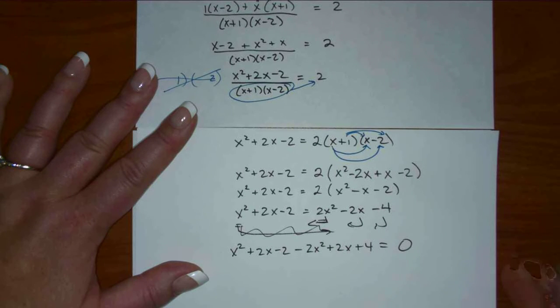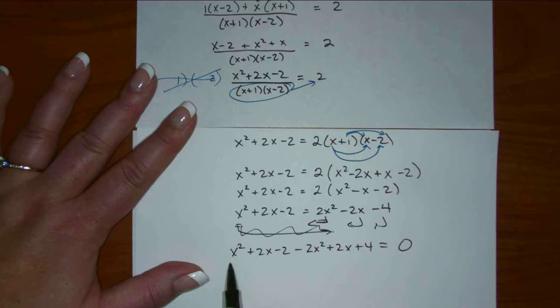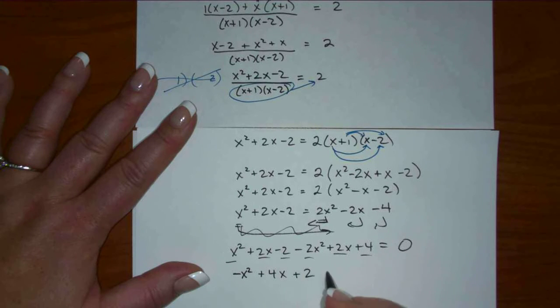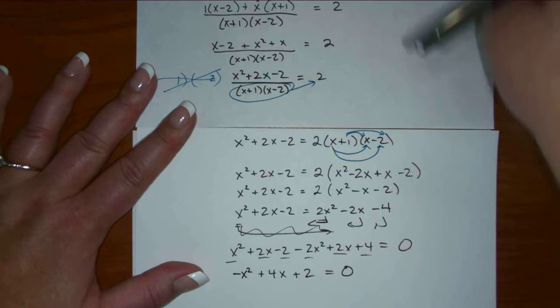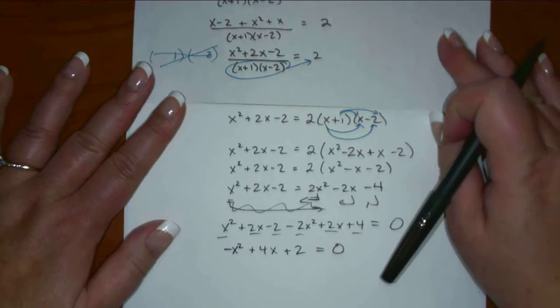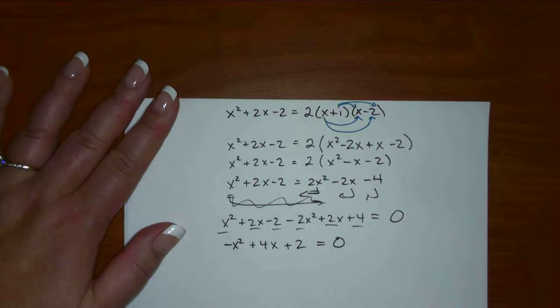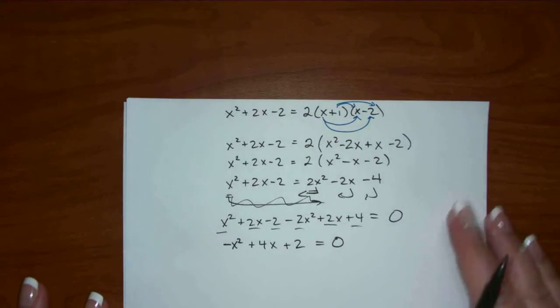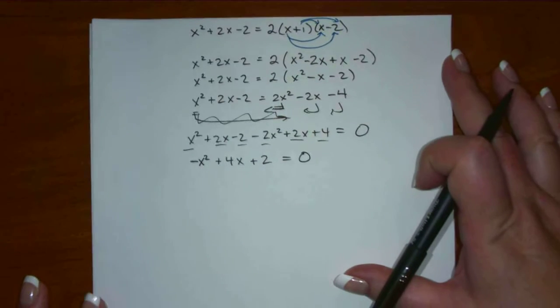Once everything's on one side, collect the like terms. So there's an x squared minus 2x squared, 2x plus 2x, minus 2 plus 4. We cannot factor that like that. Do you remember what I said if there's ever a negative in front of the x squared, what you do?